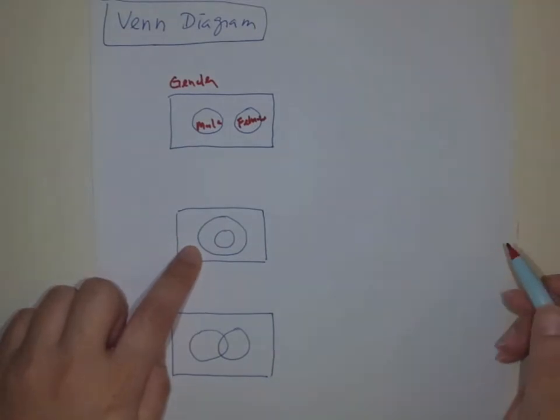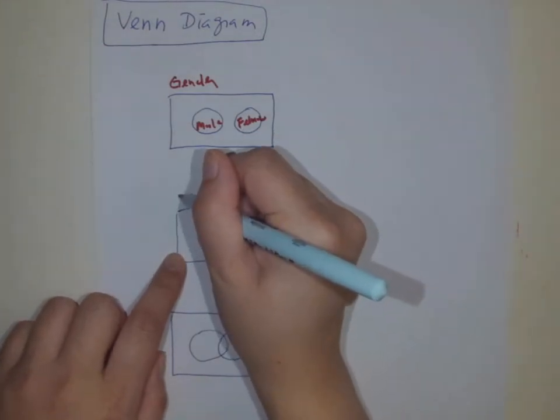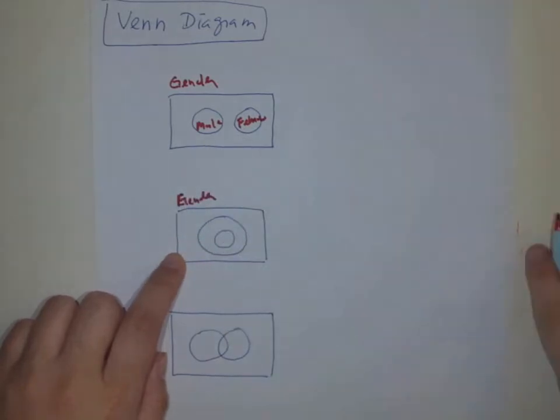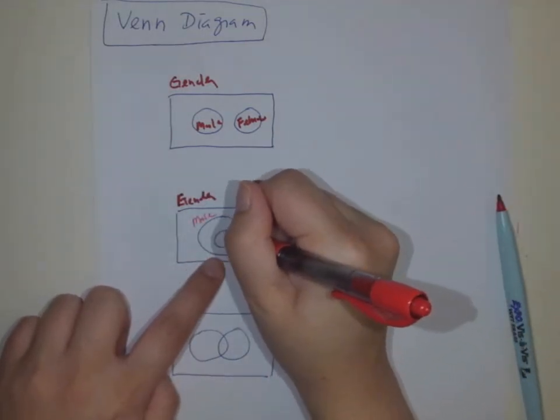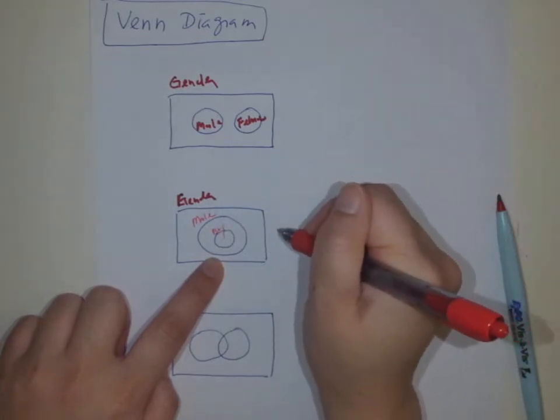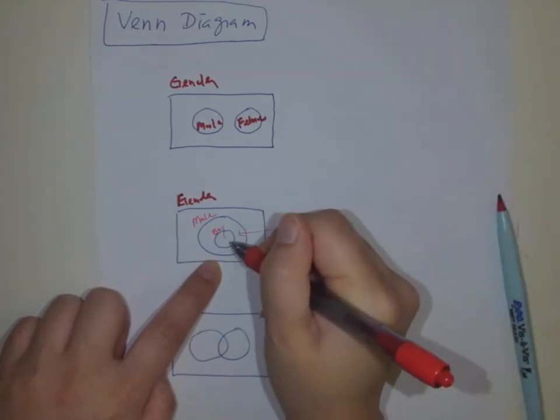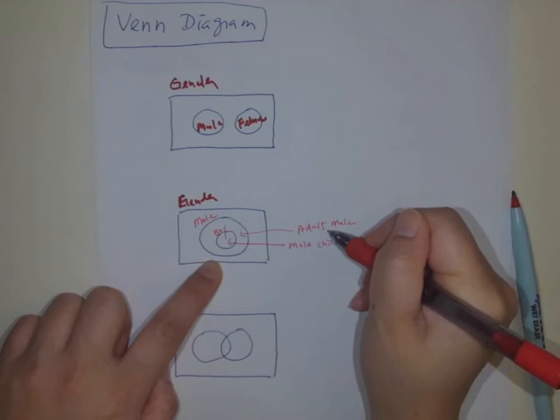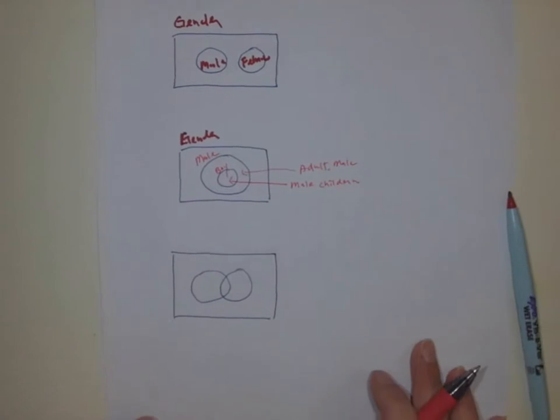And then maybe I would say gender again. I can have male in this big category, and then boy in this category. So I would have adult male here, and then male children here, so they are within each other in that sense.